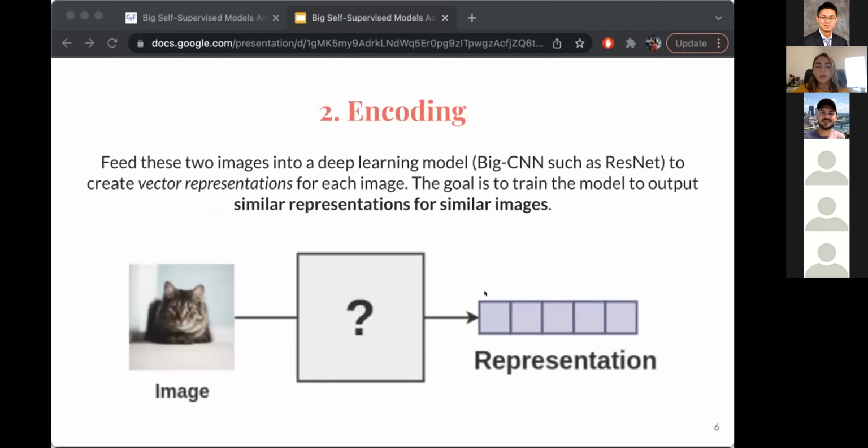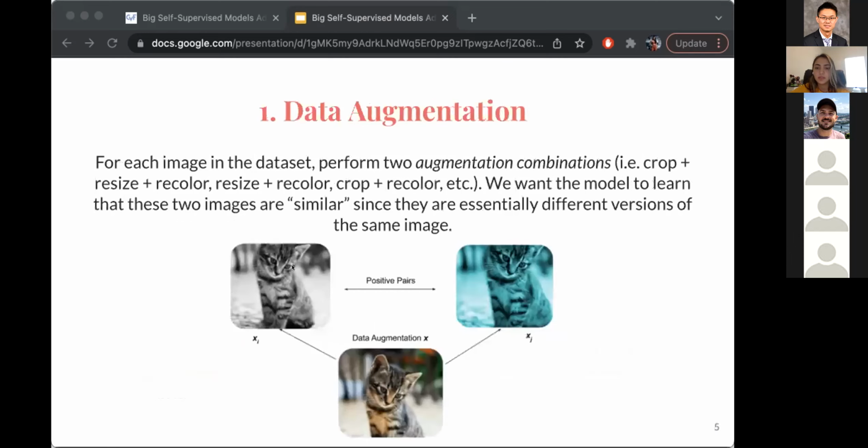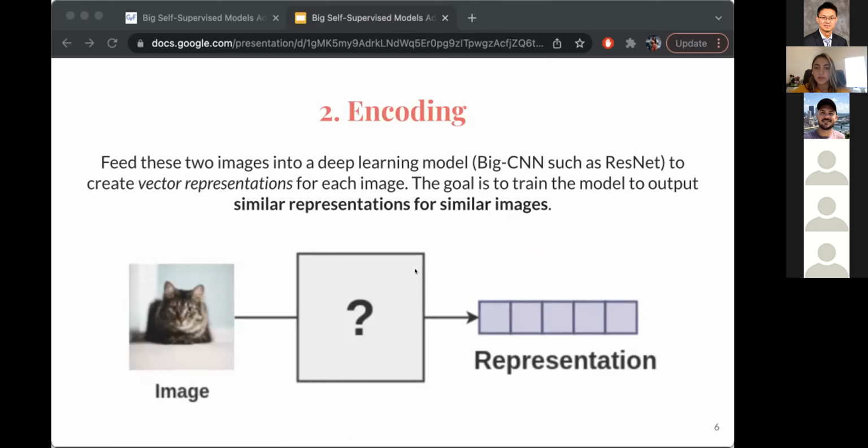And the second step is feeding the two images that we created into a deep learning model. The method that they're using is SimCLR. So they're using a big CNN such as ResNet. With these models, we create vector representations for each image. And the goal here is to train the model in a way that it outputs similar representations for similar images, for example, for the positive pairs.